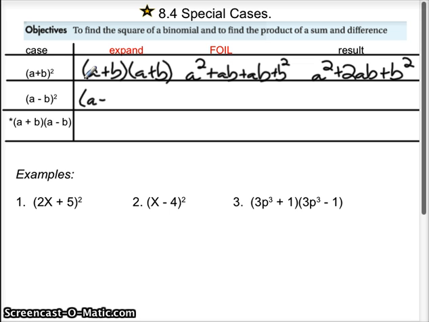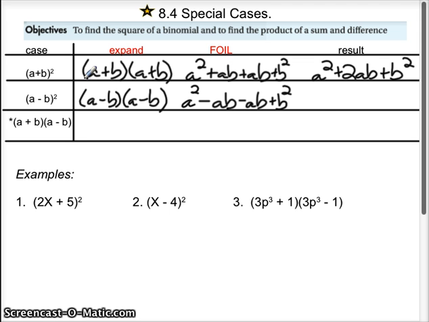I'm going to do the same thing, all right? I'm going to write the expanded form so it's easier when I now go to FOIL it. First, a times a gives me a squared. Outside, a times negative b gives me a negative ab. Inside, negative b times a gives me the same thing. And last, negative b times negative b is a positive b squared.